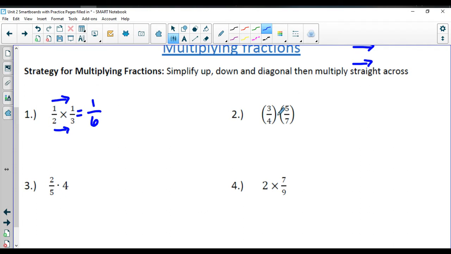For question number 2, check 3/4 can't be reduced, 5/7 can't be reduced. 3 and 7 have nothing in common, 5 and 4. So we're going to multiply straight across. 3 times 5 is 15, over 4 times 7 is 28.